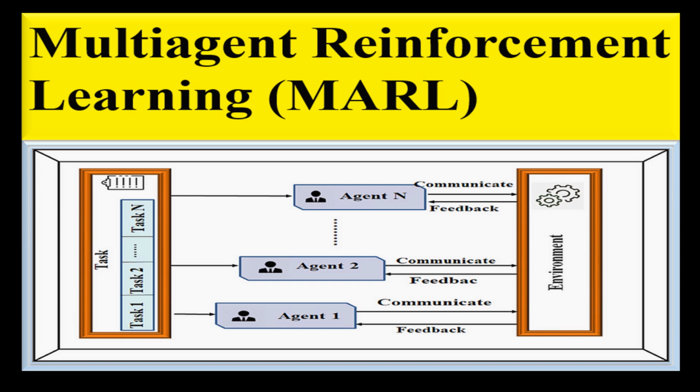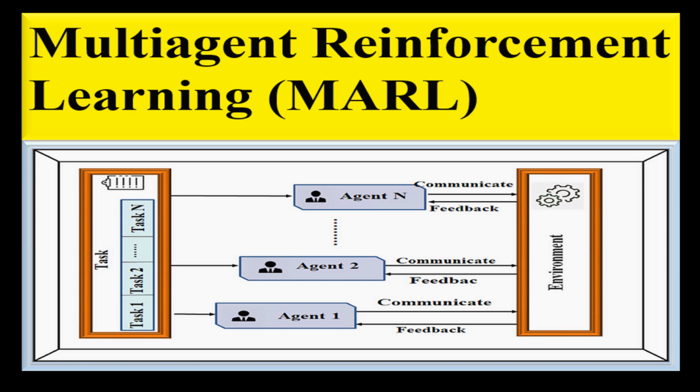Now, multi-agent reinforcement learning is a type of reinforcement learning that involves multiple agents interacting with each other and the environment to achieve a shared goal or a set of goals. In traditional reinforcement learning, an agent interacts with the environment to maximize its individual rewards, whereas in multi-agent reinforcement learning, the agents collaborate, compete, or form coalitions to achieve their goals while simultaneously considering the impact of their actions on the other agents and the environment.